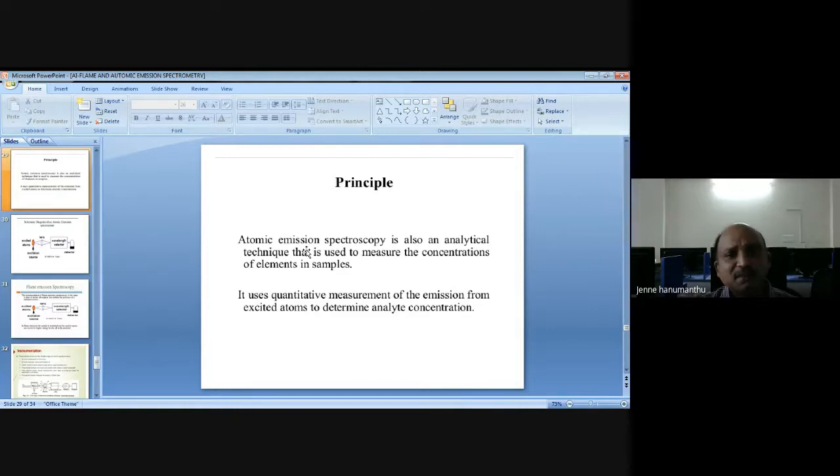These two can be easily measured with this atomic emission spectroscopy, right? So see the slide, observe the principle. Atomic emission spectroscopy is also an analytical technique that is used to measure the concentrations of elements in the samples. It uses quantitative measurement of the emission from excited atoms to determine analyte concentration. So not only concentrations, here we are measuring quantitative measurement. Quantitative means how much quantity of elements is present in the sample. That is the meaning of quantitative measurement.